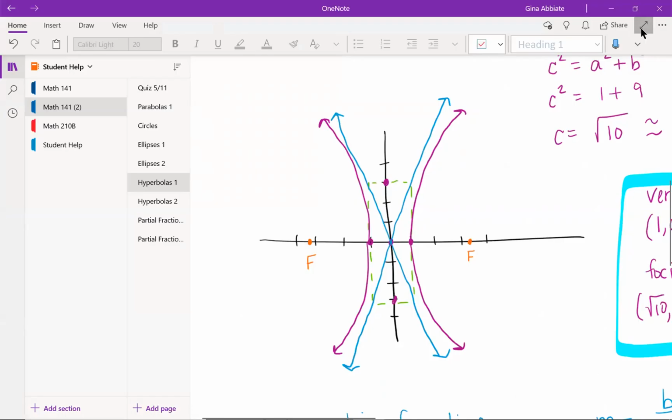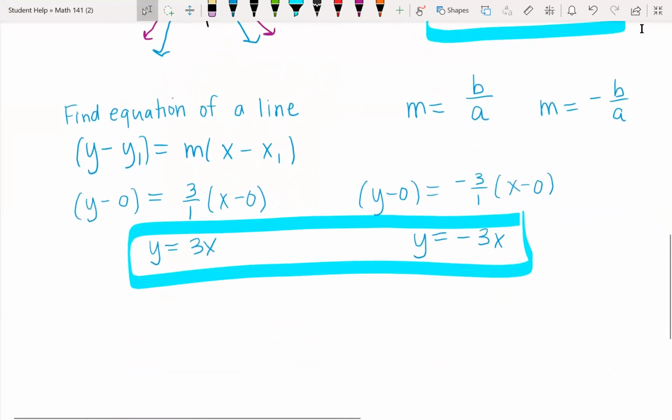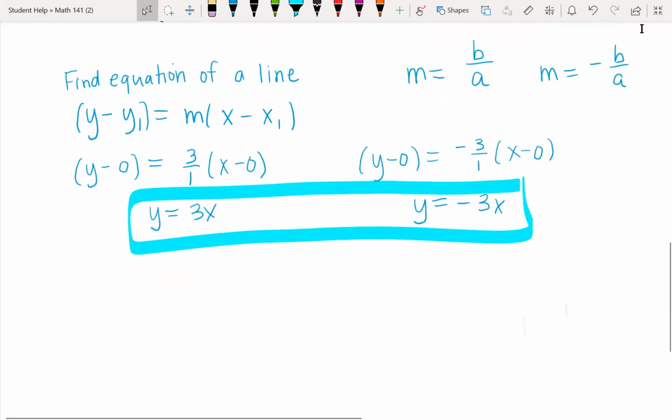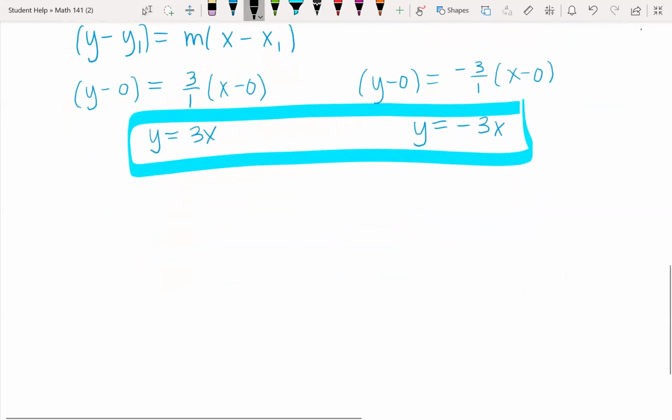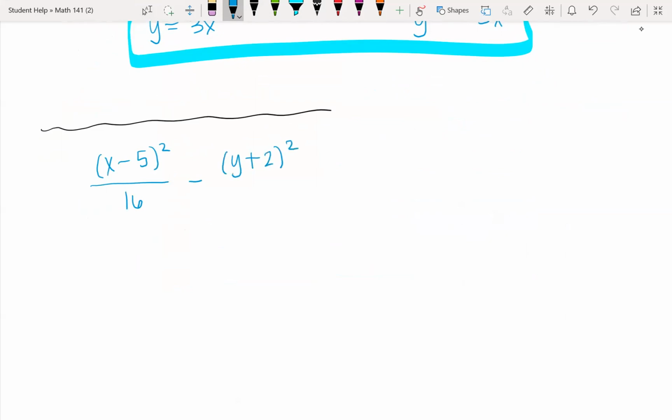Let's go back and do another example, one that's a little bit more complicated, with the center not being at the origin. All right, let's consider x minus 5, the quantity squared, over 16, minus y plus 2, the quantity squared, over 9 equals 1.